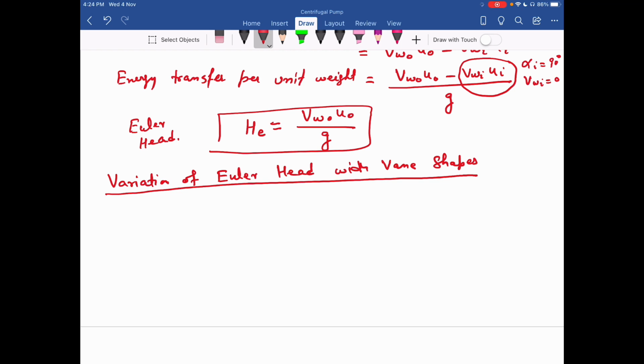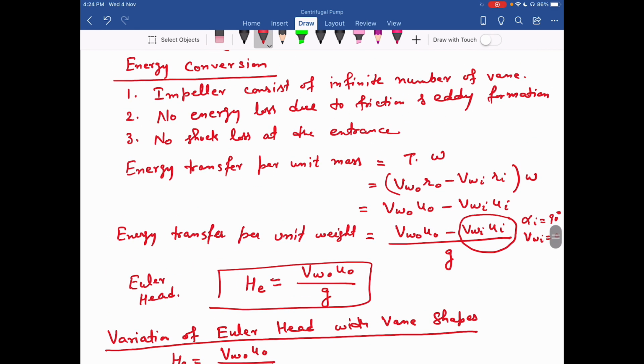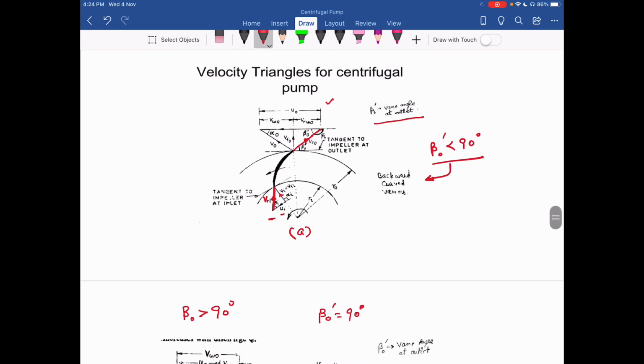So my Euler head is V_wo U_o divided by g. Now you can see from figure A, when my angle beta_o dash is less than 90 degrees, say for this case, I can write V_wo. So V_wo is equal to U_o minus V_rwo.